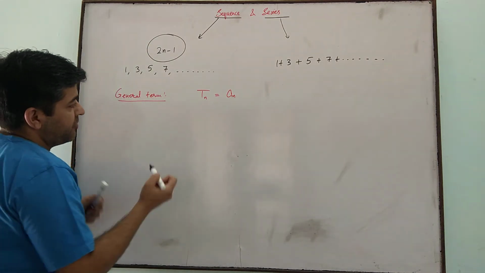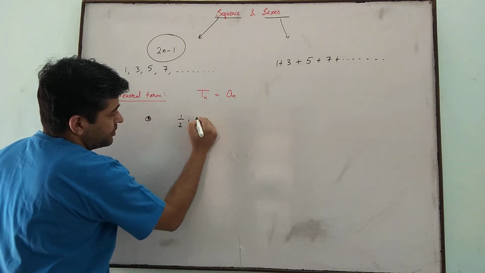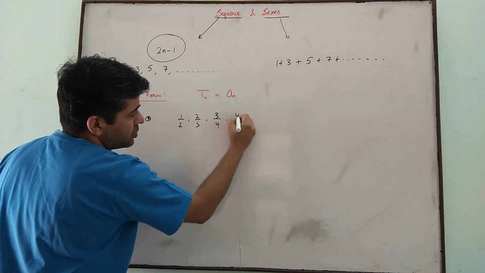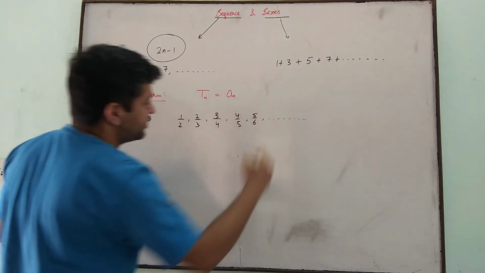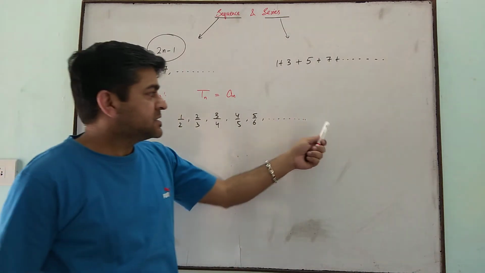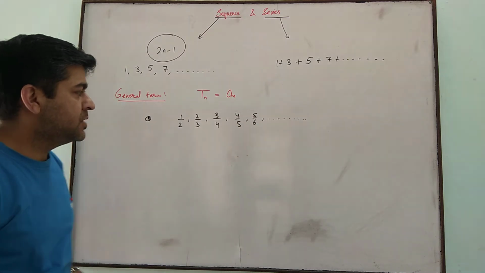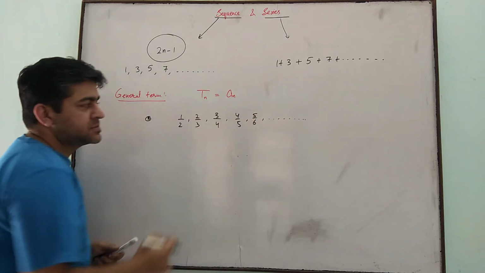Now suppose we have a question. He said 1 by 2, 2 by 3, 3 by 4, 4 by 5, 5 by 6, and so on. Find its next term. So we have to observe by which law these terms are connected.